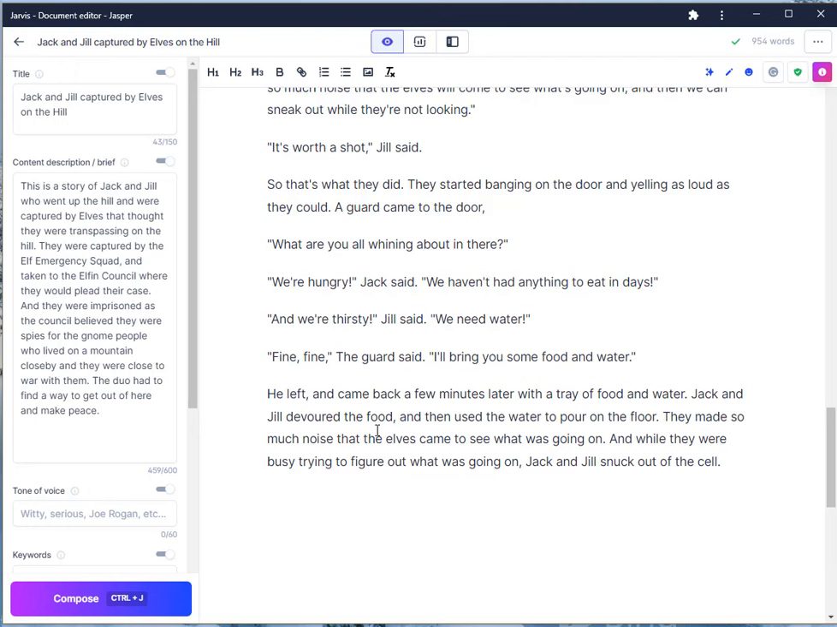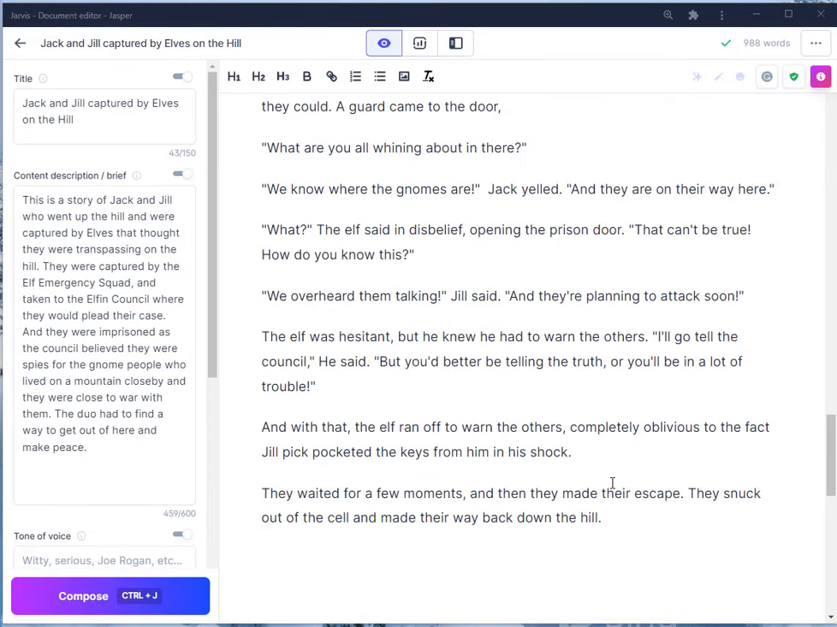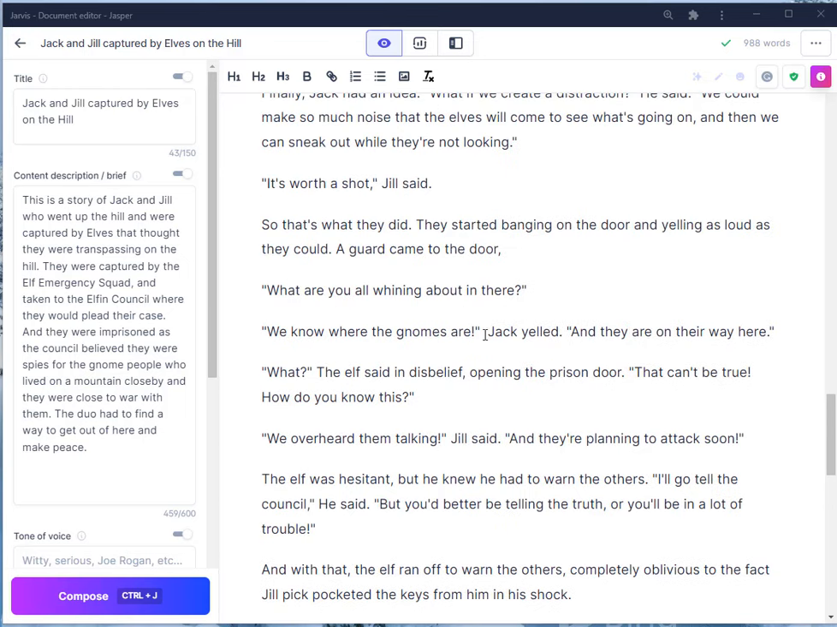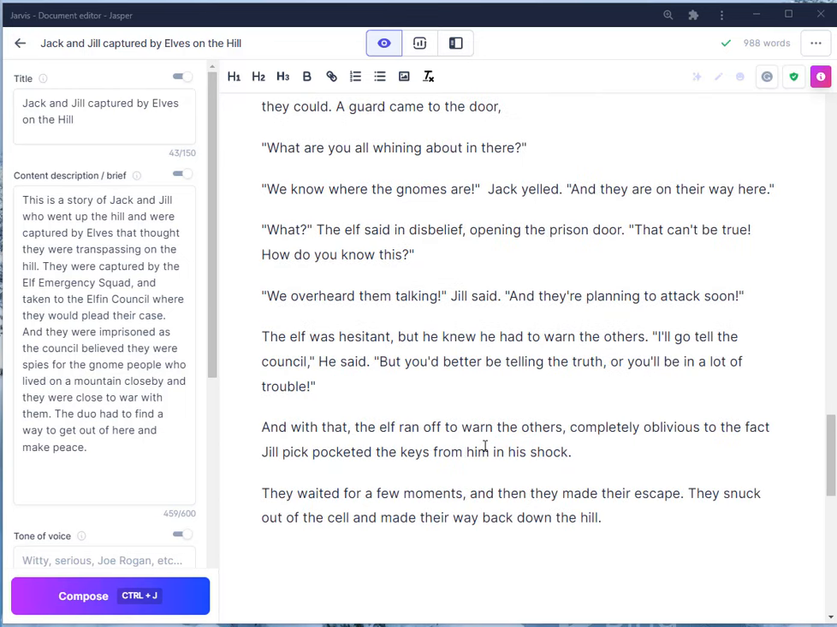I'm not vibing the distraction too much. So maybe how about we bring in something about the gnomes. Let's see what we can make where, since the elves are so afraid of gnomes, let's see what Jack and Jill can do using gnomes as a distraction. So I just added a few things where we know where the gnomes are. They are on their way here. An elf comes in disbelief, opening the prison door. Then Jill basically takes the keys off him while he's listening to Jack.